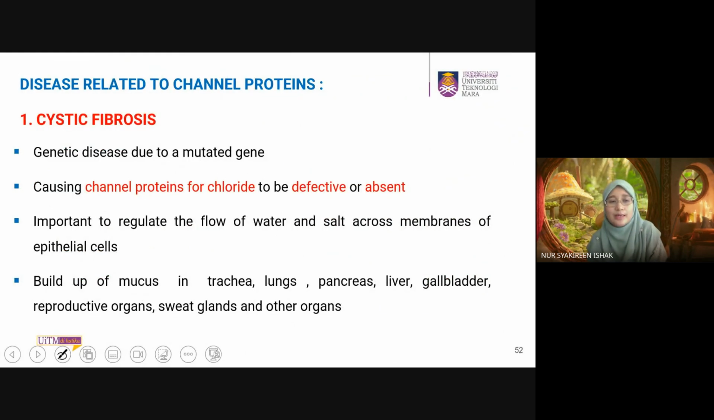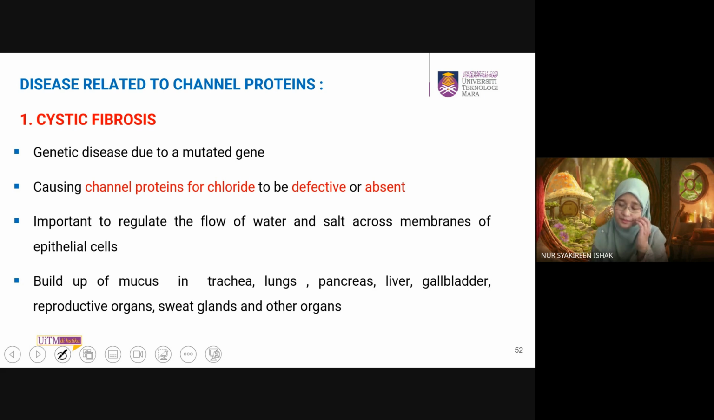Okay, so next we have diseases related to channel protein. The first one is cystic fibrosis. Cystic fibrosis is a genetic disease due to mutated genes, causing the channel protein for chloride to be defective or absent. It is important to regulate the flow of water and salt across the membrane of epithelial cells. So there is a buildup of mucus in the trachea, lungs, pancreas, liver, gallbladder, reproductive organs, sweat glands and other organs.